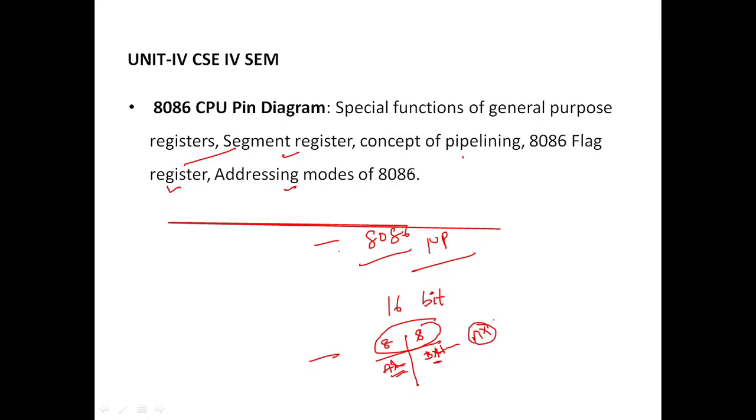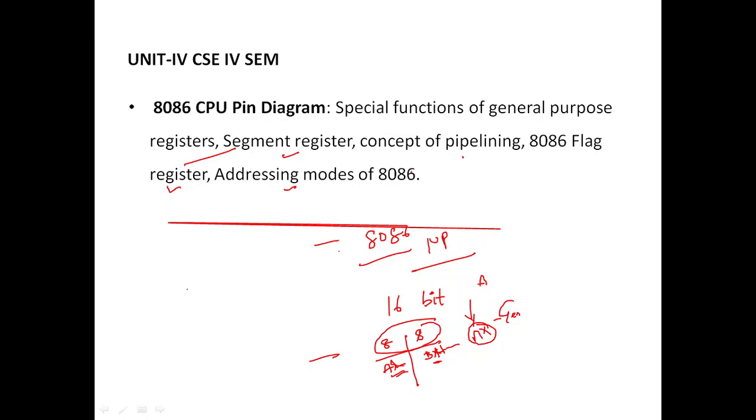So these come under the general purpose registers. AX, BX, CX and DX are the general purpose registers. You will have the accumulator. This AX register we call an accumulator also. So everything we will discuss in detail.